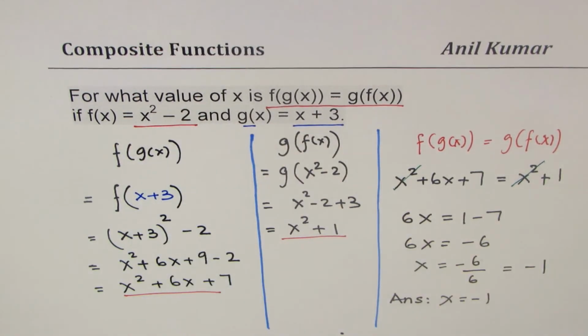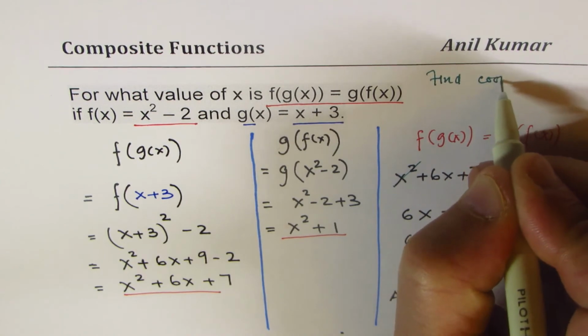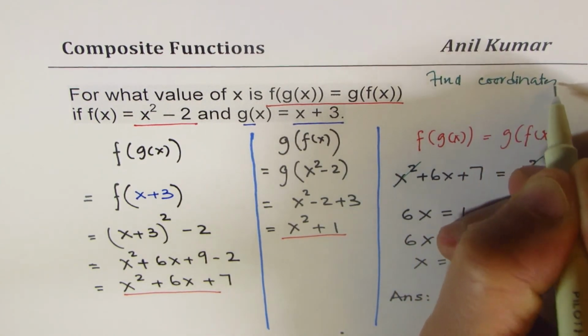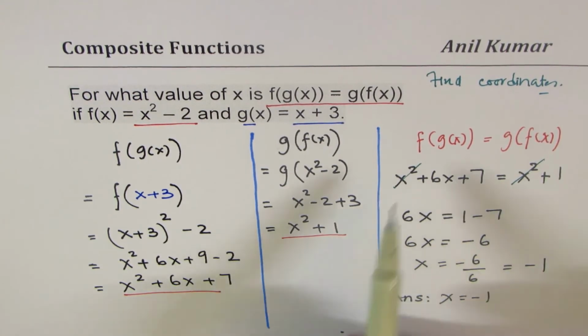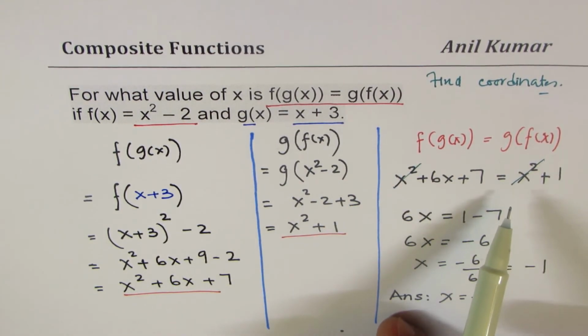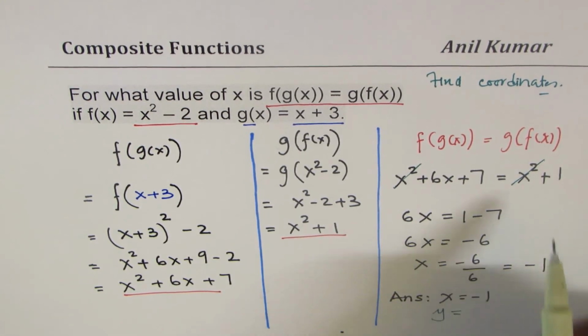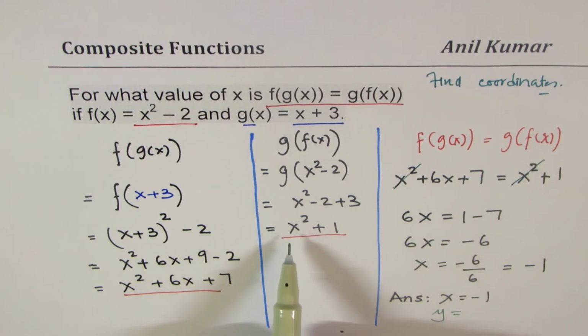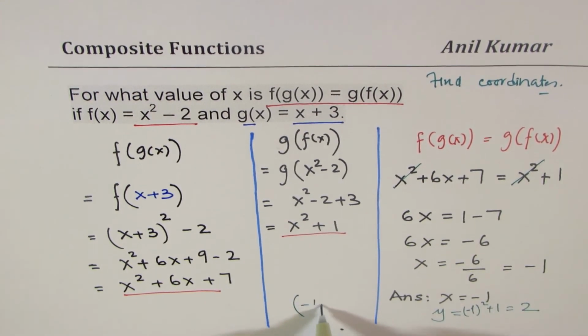Now at times they could also say find the coordinates, right? So sometimes they'll say find coordinates. In that case, you have to substitute the value of x in one of these expressions and find the y value also. Do you get my point? Correct? So if they ask, then you say y equals, substitute in one of these. That is the simpler one, right? So we'll say minus 1 square plus 1, which is 2, right? So we'll say the coordinates are minus 1, 2.